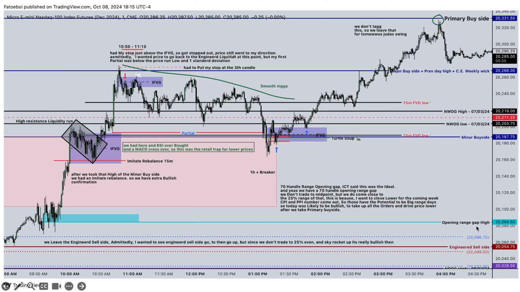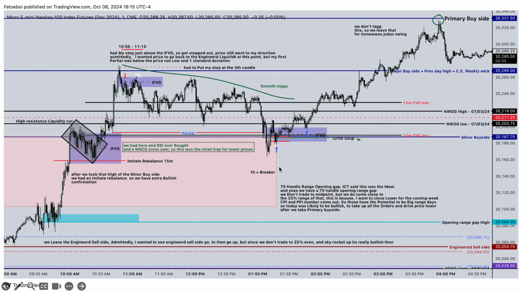This is the range opening gap high. This is the consequent encouragement of that, and then lower we have the opening range gap low. 17 handles range is an optimal range gap. We had a 70.75 handle range opening gap, which is ideal for the first 30 minutes to trade lower and then trade up. Immediately I wanted to see that trading lower to take out the engineered sell side, but we don't trade to the 25% range of that. We just leave. That's okay, it leaves without me. And then in here we have the 50-minute this candle and this candle.